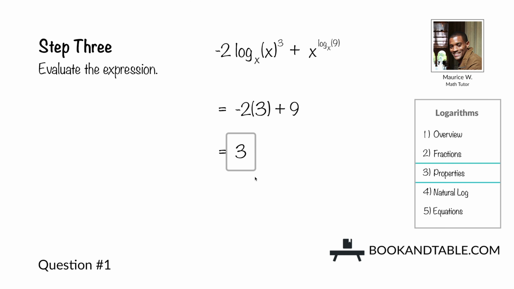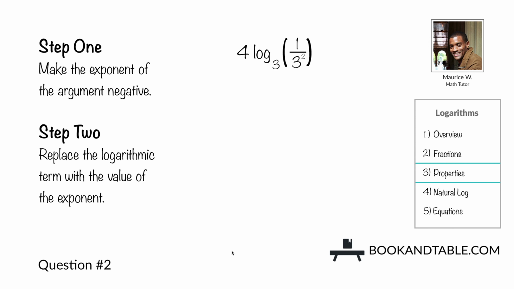So the answer to question number 1 is -2 log base x of x to the power of 3 plus x to the power of log base x of 9 is equal to +3. That is the answer to question number 1. Let's now have a look at question number 2.